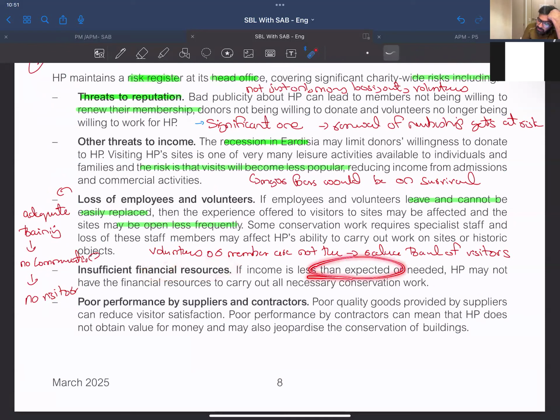Now, insufficient financial resources. If income is less than expected or needed, HP may not have the financial resources to carry out all necessary conservation work, right? So financial resources are always a risk. Poor performance by suppliers, yeah.